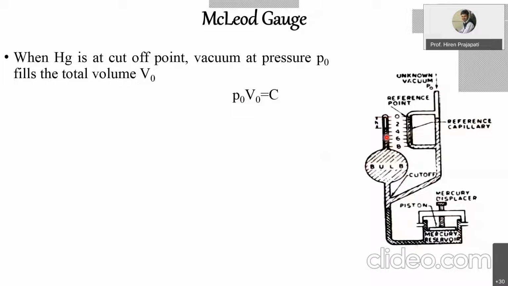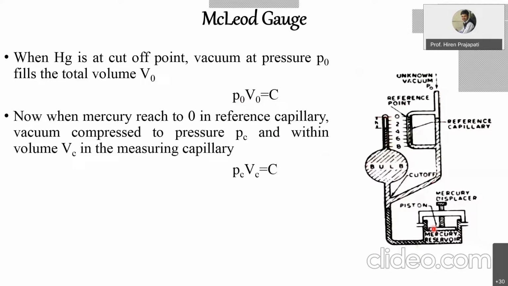Now in the second half, what we'll do is compress this mercury and lift the mercury level up to the zero graduation in the reference capillary, right? Because of that, the vacuum which is filled in the bulb and measuring capillary will compress, right? So that is what is discussed here.